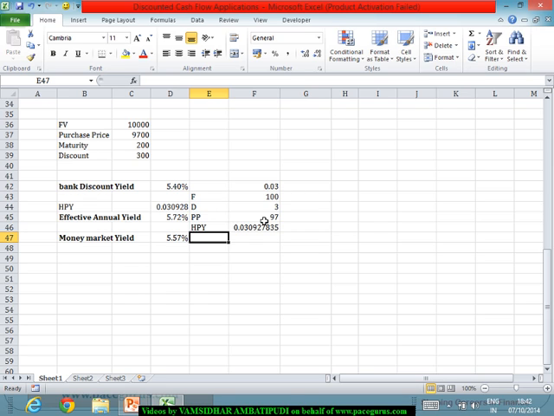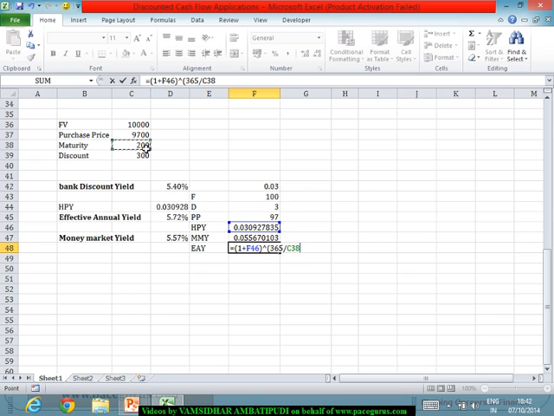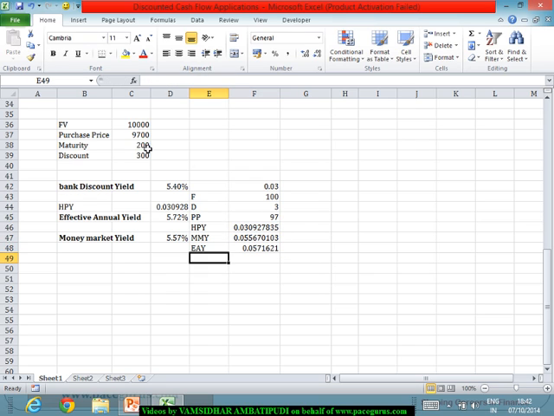Based on that, I can find either the effective annual yield or the money market yield, depending on what I need to compute. The money market yield is this multiplied by 360 divided by T. If I want the effective annual yield, once I have the holding period yield, I can take this to the power of 365 by 200 minus 1, which again works out to 5.72%. So interconversion between different kinds of yields is very necessary to compare instruments and see what effective return each is generating.